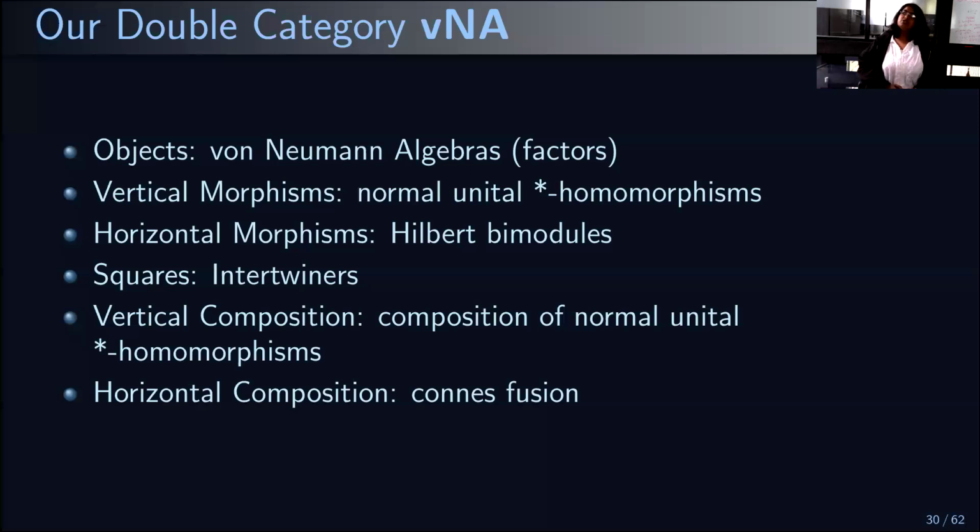So that's just a summary of what a double category of von Neumann algebras is. The objects here are specifically a special type of von Neumann algebras called factors, which means that its center is trivial. The vertical morphisms here are normal unital star homomorphisms. The horizontal morphisms are Hilbert bimodules. The squares are intertwiners. The vertical composition is just a composition of normal unital star homomorphisms, and the horizontal composition is the contribution of Hilbert bimodules.